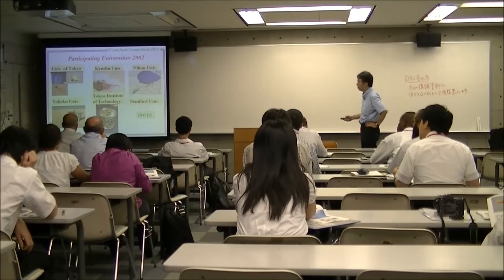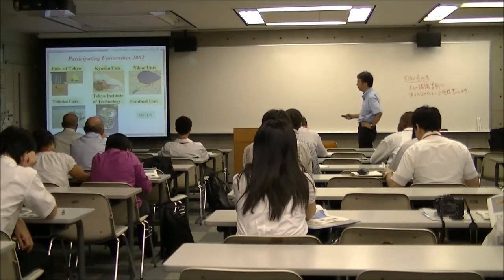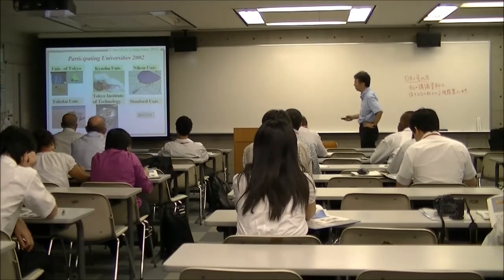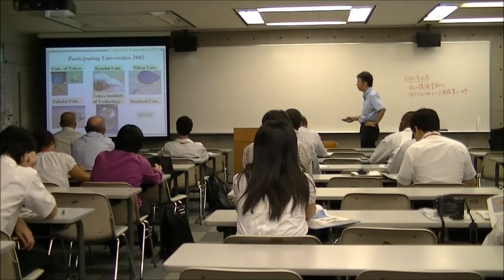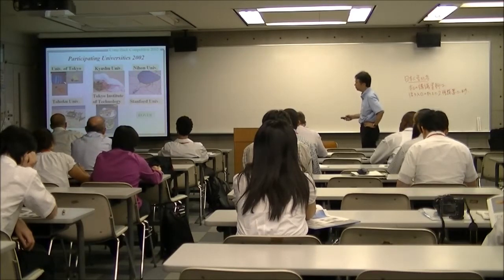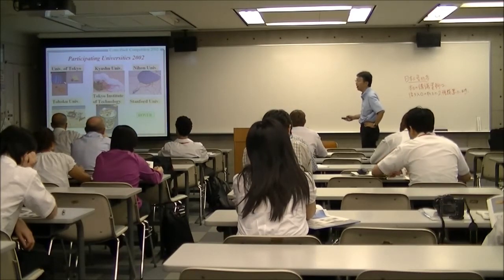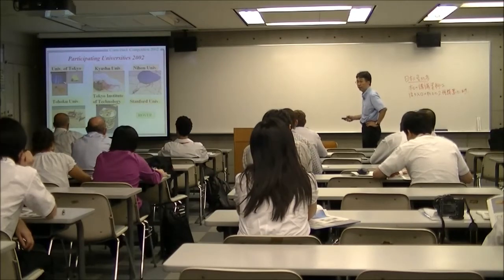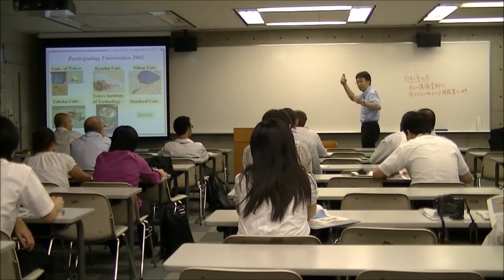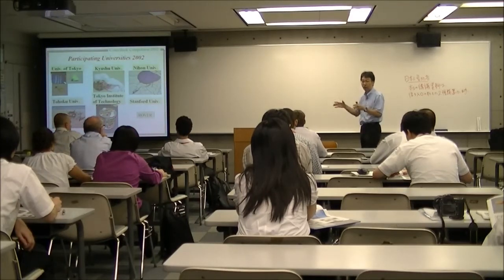So three teams from our University of Tokyo, and one from Kyushu University, and one from Nihon, and one from Tohoku, one from Tokyo Institute of Technology, and from the United States, Stanford University, joined. And most of them are using this kind of the parabola. You know the parabola? If you pull the right string, it goes right, and if you pull the left string, it goes left. This is automatically controlled by the satellite.